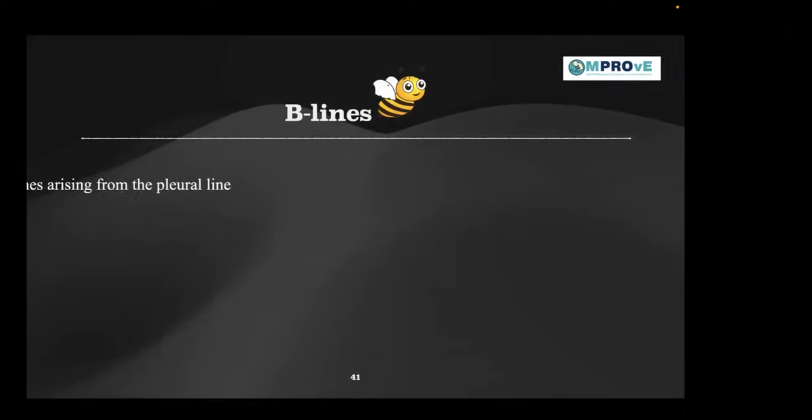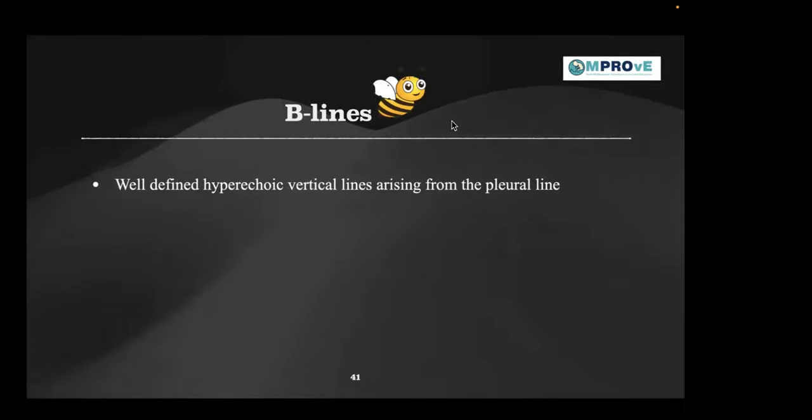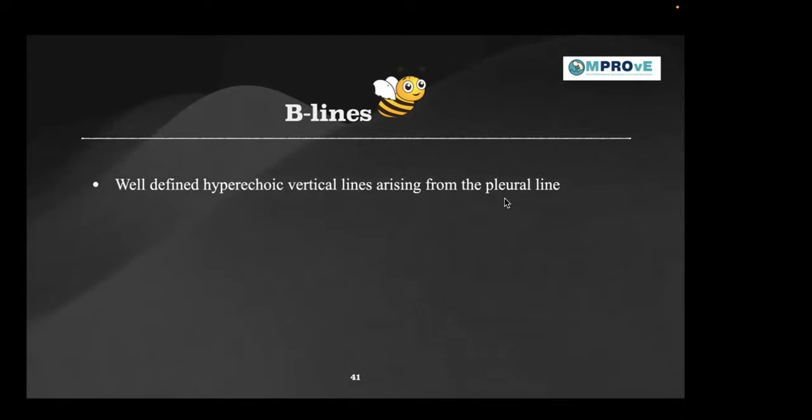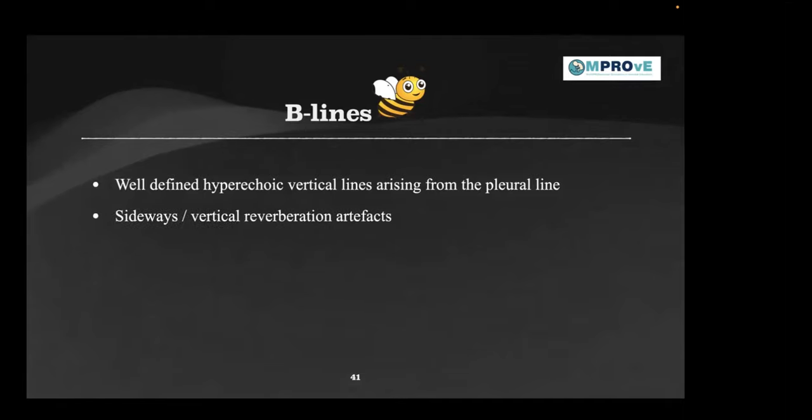B lines, right, nothing to do with a B. It's a curly B. It's been named B lines because it's the same thing as the curly B lines on the chest X-ray, and it depicts the same thing. In the chest X-ray, curly B lines mean there is fluid in the fissure. B lines on the ultrasound mean there is fluid in the alveoli or interstitial space. They are well-defined, hyperechoic, vertical lines arising again from the pleural line. Anything you see on lung ultrasound all arises from the pleural line. Sideways and vertical reverberation artifacts.